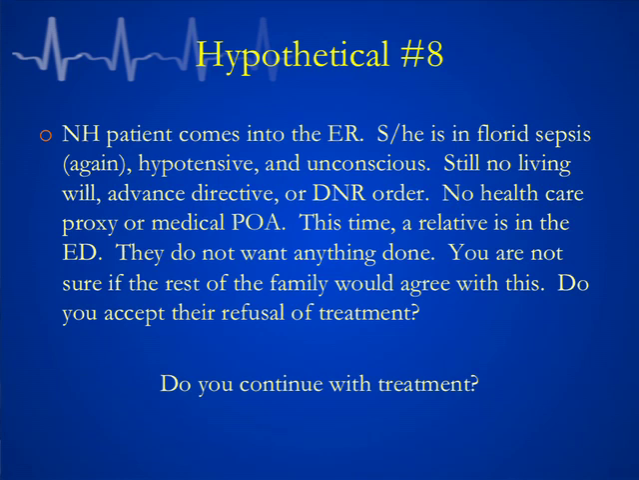Nursing home patient comes into the ER. Once again, right? He or she is in fluid sepsis, again, because it always happens. Hypotensive and unconscious. Still no living will, advance directive, or DNR order. No healthcare proxy or medical power of attorney. This time, a relative is in the ED. They do not want anything done. You are not sure if the rest of the family would agree to this. Do you accept their refusal of treatment? Do you continue with treatment? Excuse me? A relative.